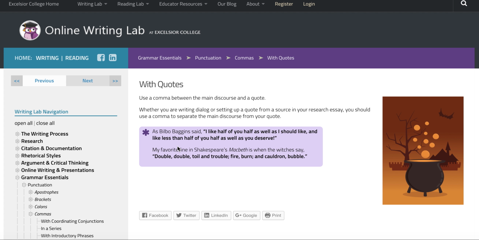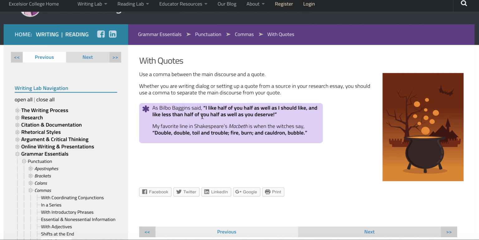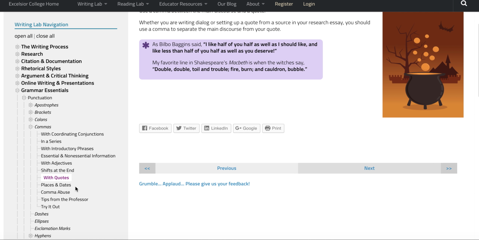So here's an example, one of my favorite lines from literature. As Bilbo Baggins said, "I like half of you half as well as I should like, and I like less than half of you half as well as you deserve." So the famous diss from Bilbo. But always set up the quote, and most of the time as you set up the quote, you're going to need a comma with that.